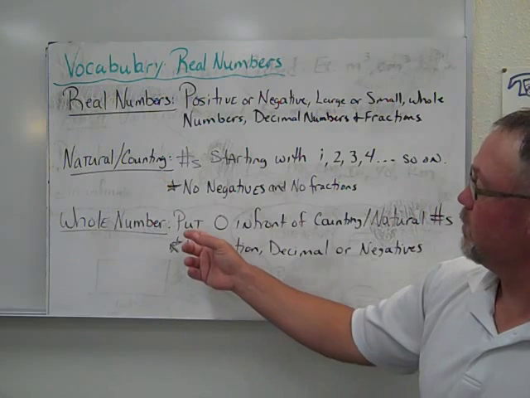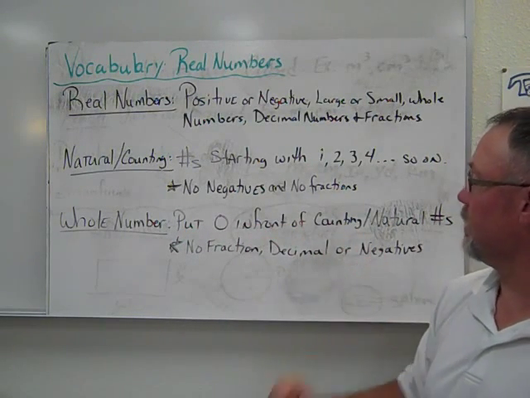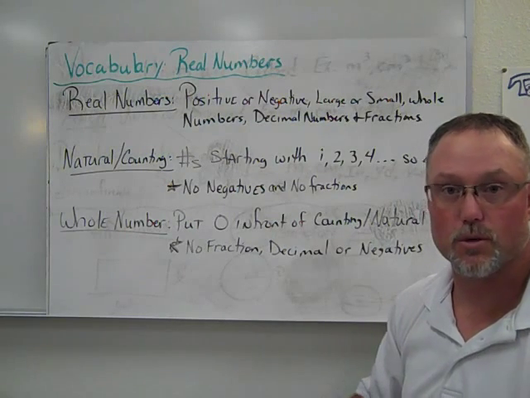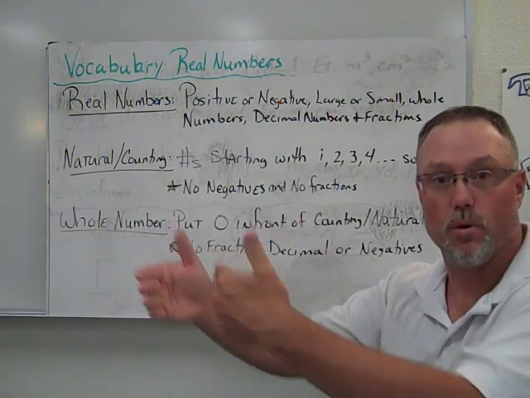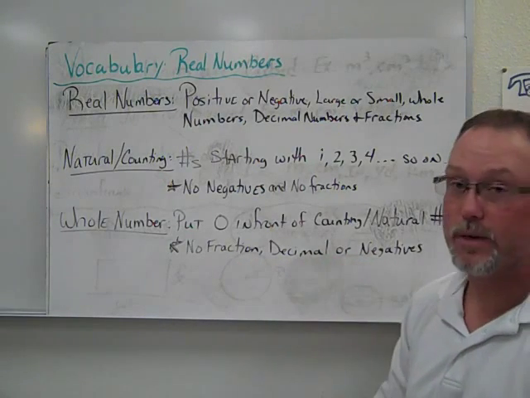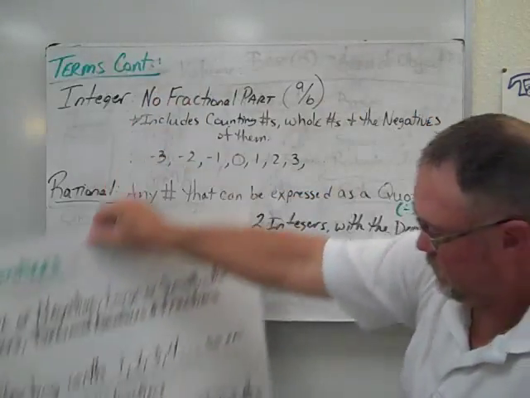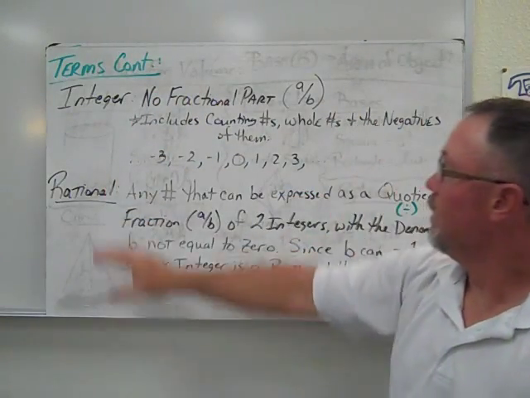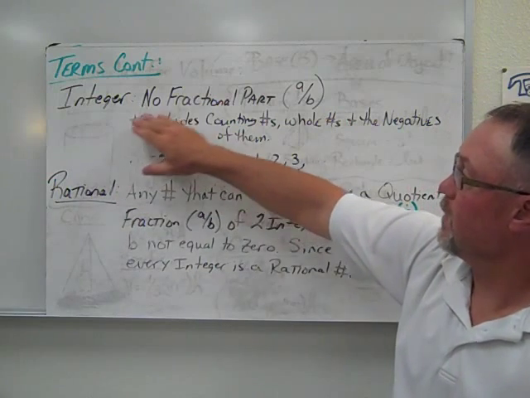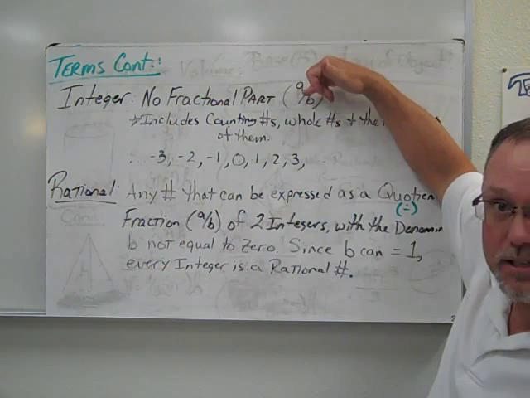For a whole number, we just simply put a 0 in front of it and we start counting with the counting or natural numbers. So again, 0, 1, 2, 3, 4. There are no fractions, there are no decimals, and there's no negatives in this. Integer, no fractional part, so there's not a setup that looks like this.